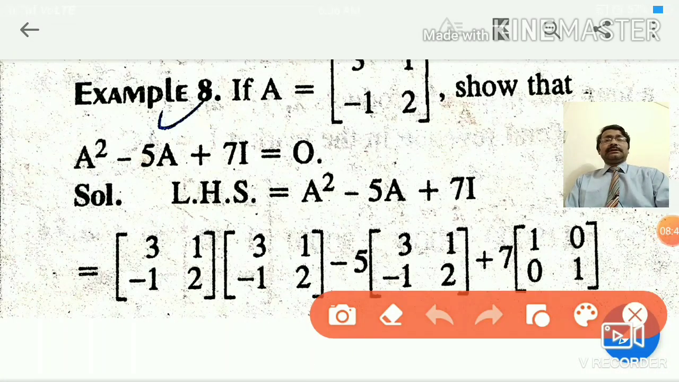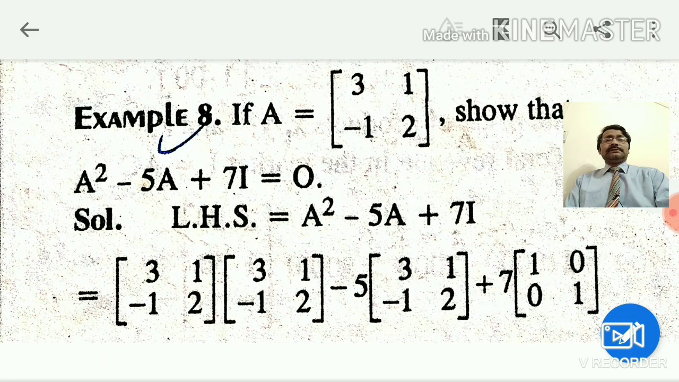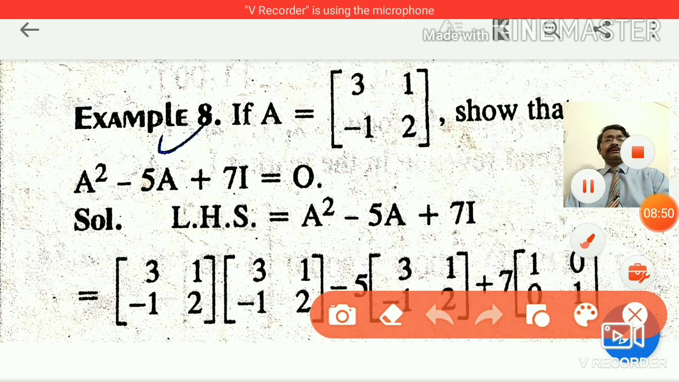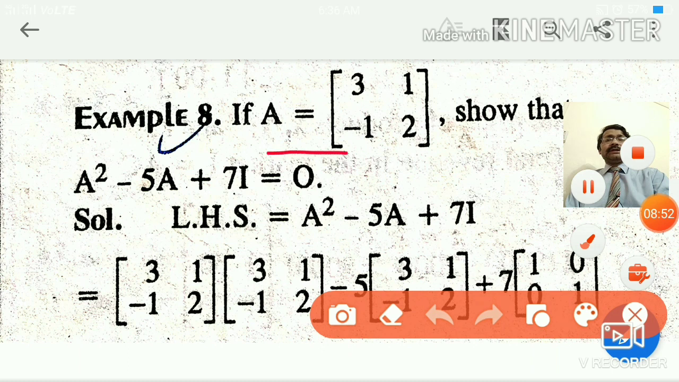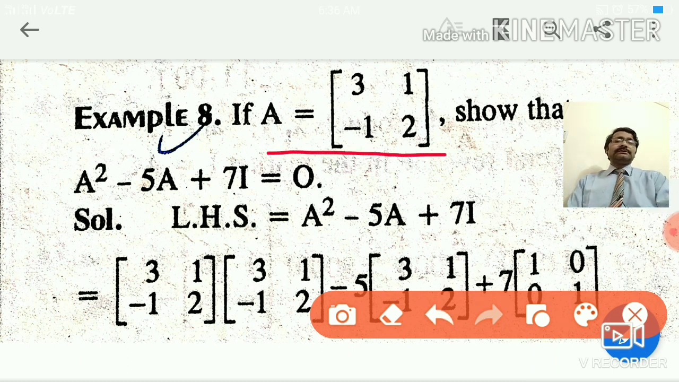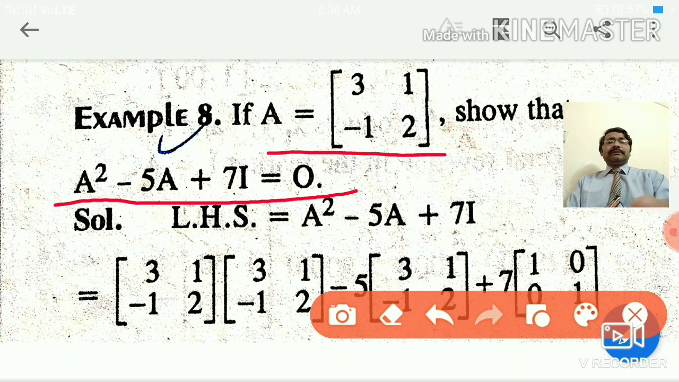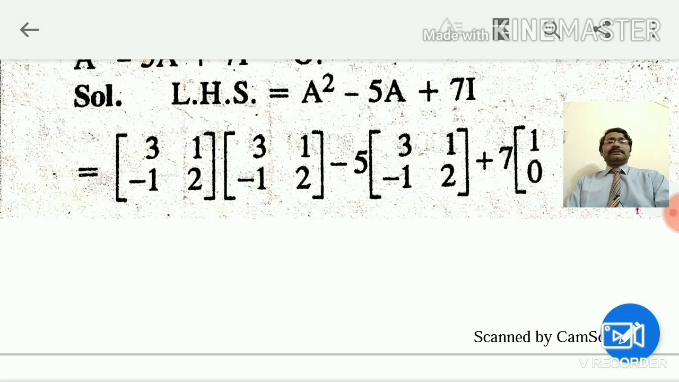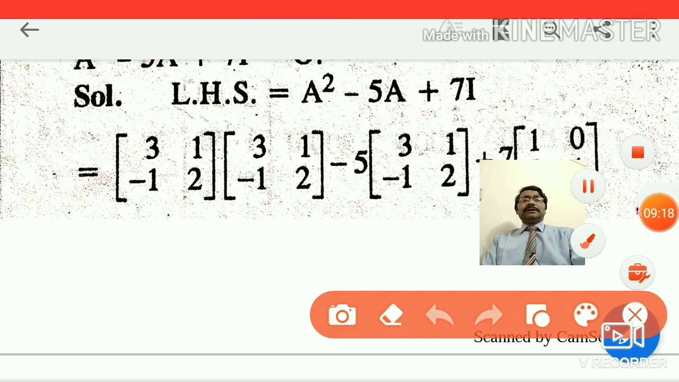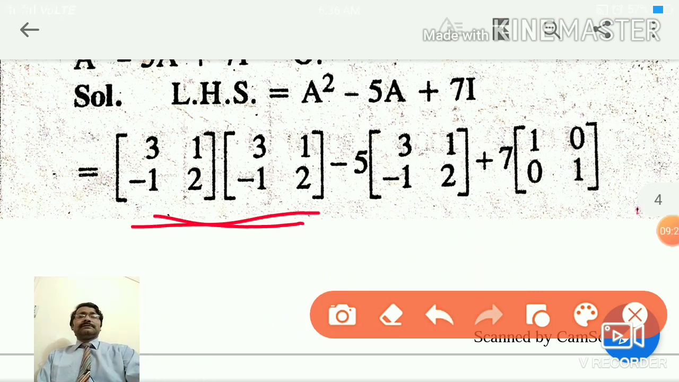Look here, we have to do this question also. In this question, you are given A as 3, 1, minus 1 and 2. You have to show that A square minus 5A plus 7I equals O. Here the left hand side is A square minus 5A plus 7I, and A square means A into A you have to do. Then 5 into A and 7I. I means identity matrix.